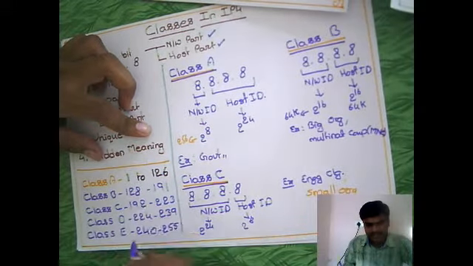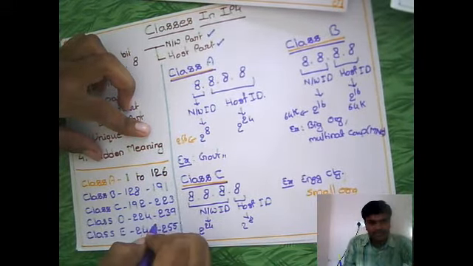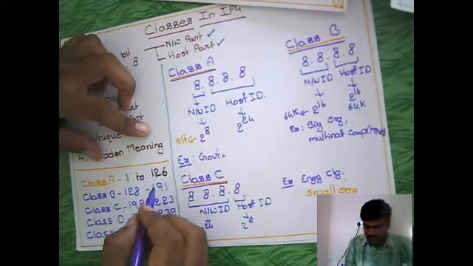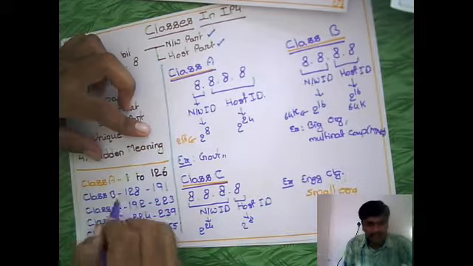here one number is missing, that is 127. That we will discuss separately, because that does not come under any one of the classes.